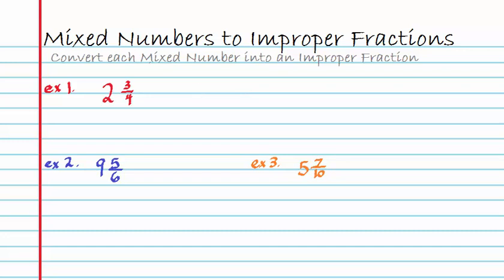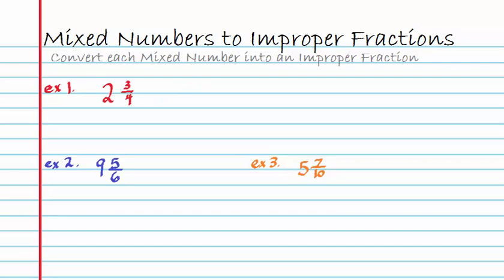Hey everyone, in this video we're going to look at converting mixed numbers into improper fractions. We have three examples and the directions are to convert each mixed number into an improper fraction. Example 1 is 2 and 3/4. So I'm going to look at a visual example of this one.